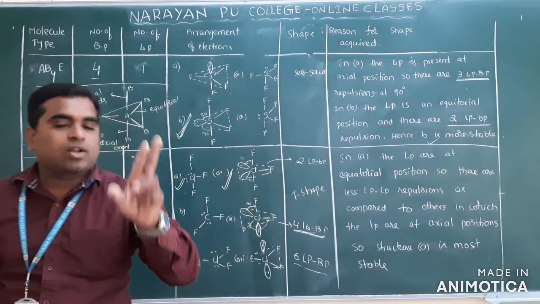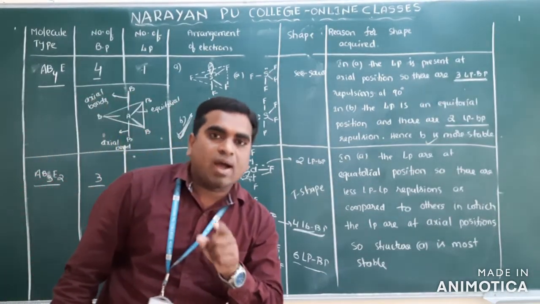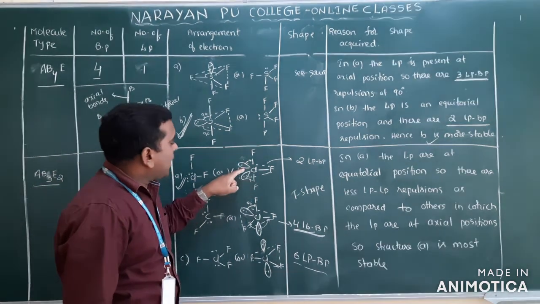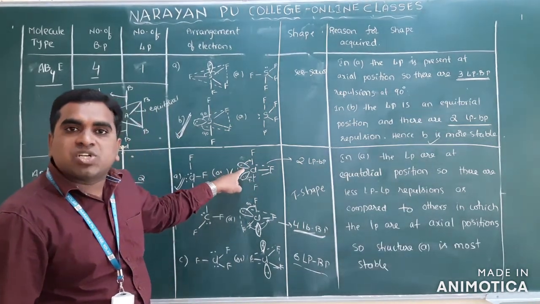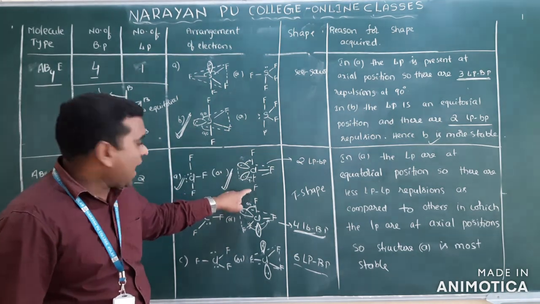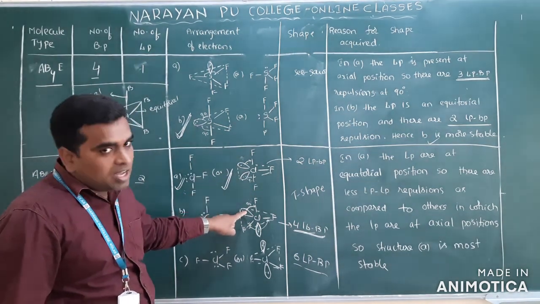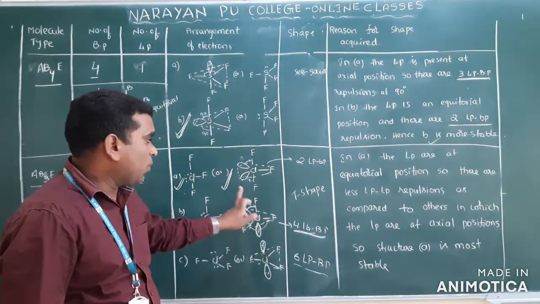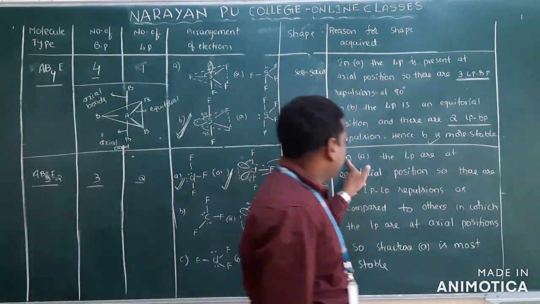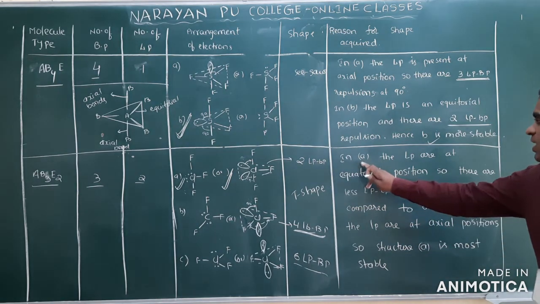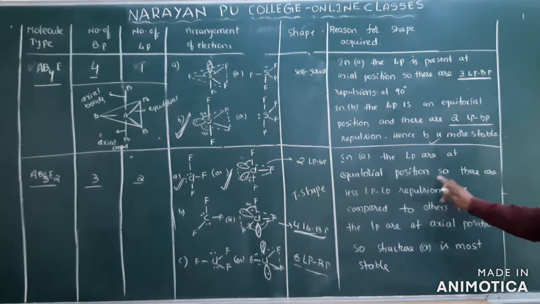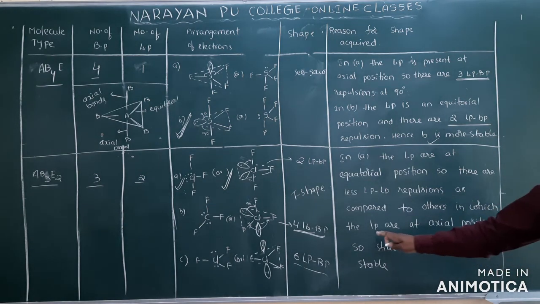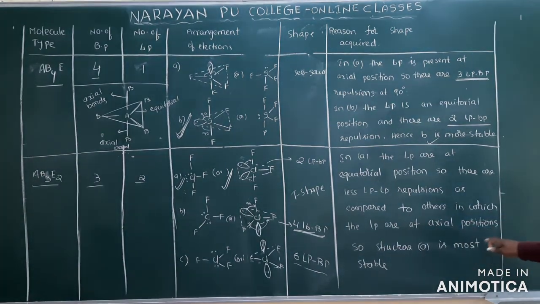Clear? So whenever there are 2 lone pairs, you have to place those 2 lone pairs at the equatorial position, not at the axial position, and not one at the equatorial and another at the axial position. Got my point? Very important. So that is all I have written. What is the reason for that? A lone pair at the equatorial position has fewer repulsions compared to the case where the lone pairs are at the axial position.